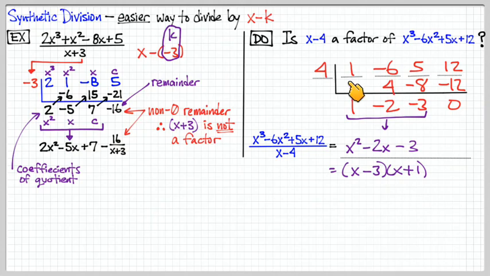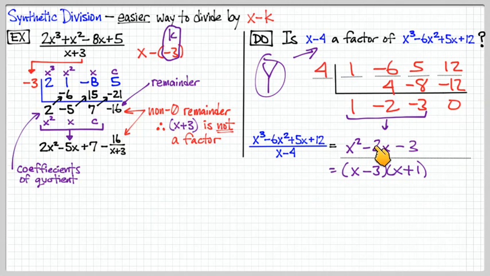Okay, so here's the answer. We set up our k value, which is 4, drop in the coefficients, and run through the synthetic division. We get 0 at the end. That means that it divided in perfectly, therefore x minus 4 is a factor. So yes, we could say it is a factor of the polynomial over here.